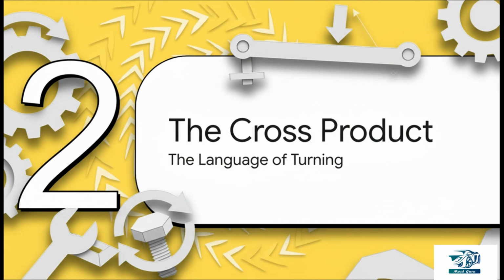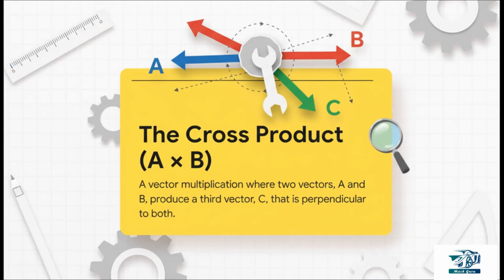Section 2, introducing the cross product. This is literally the mathematical language designed to describe that turning effect. So what in the world is the cross product? It's a really special kind of vector multiplication. See, when you cross two vectors, say A and B, you don't just get a number, you get a whole new vector C. And the coolest part is that C is always perpendicular to the first two.